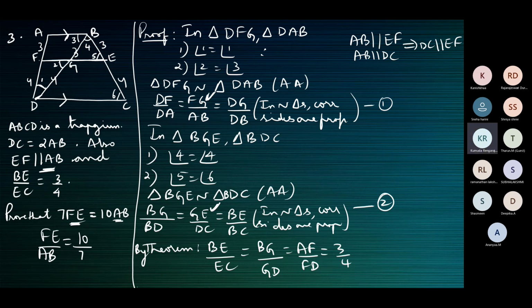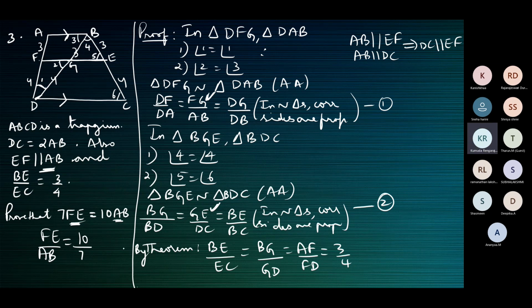That's why they have given you a relationship between DC and AB. So wherever you have DC, you can use twice AB. And you need to get AB in the result. So DC can be replaced with AB. And FE is what? FG plus GE. So we find FG by AB from one, GE by AB from the other, and we add both to get FE by AB.